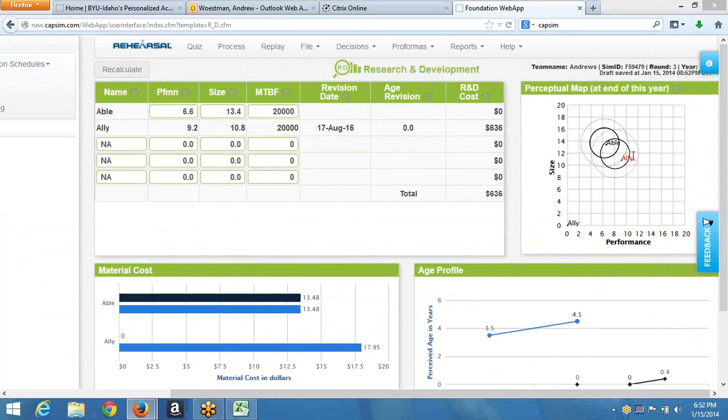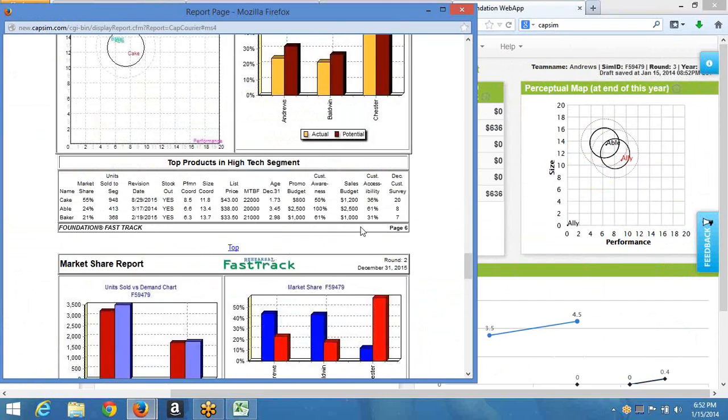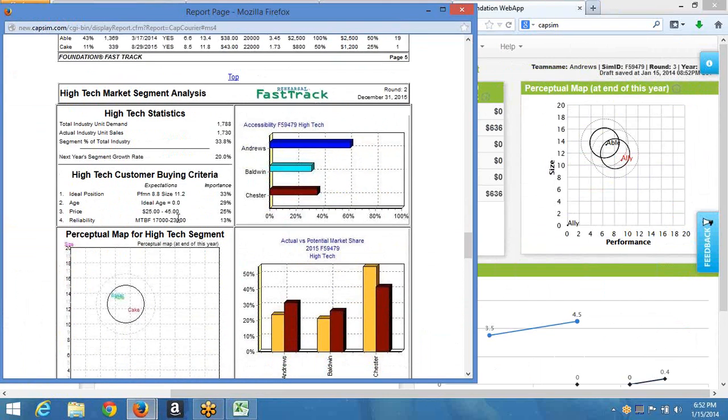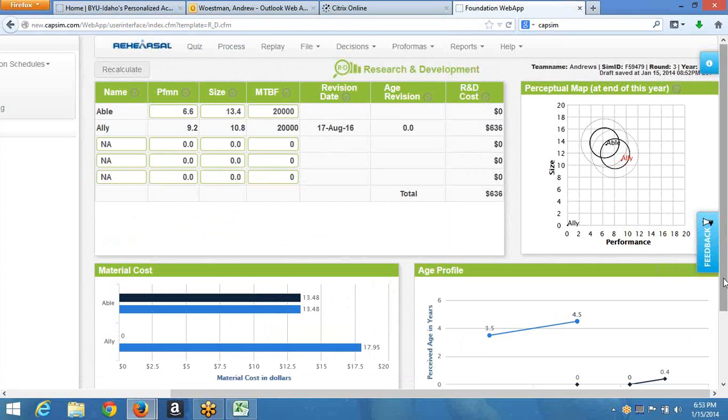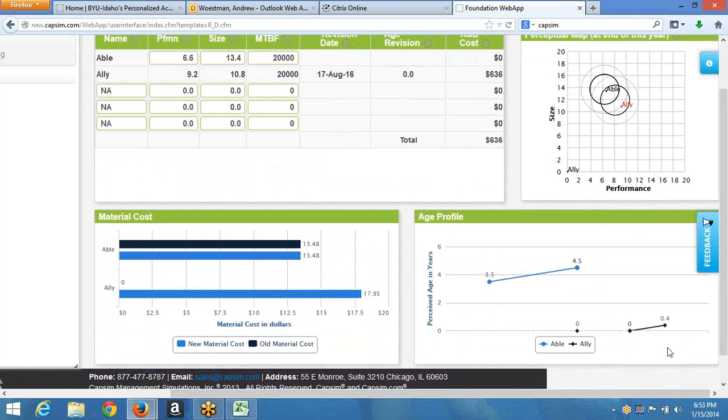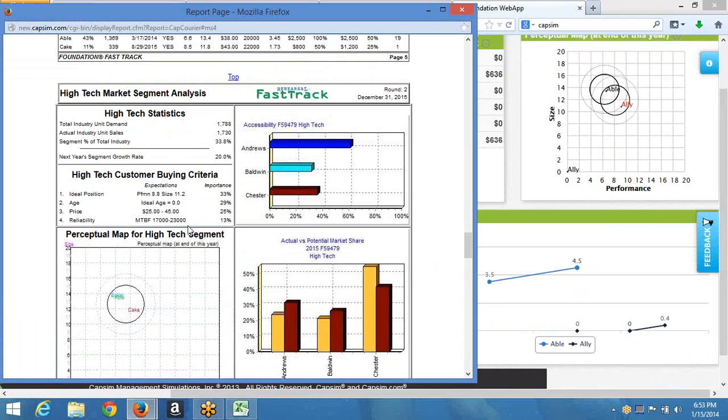I put her in the high-tech market. She's in a sweet spot, right up there at the highest you can go. So I go back to my fast track. For the high-tech market, it says the highest price I can do is $45. Well, I think she's right there at the highest you can do for performance and size, which is 33% important. Her age is 0. If you look down here, the age profile has her as 0, which is perfect. That's 29% importance, what people are looking for. Her MTBF is at 20,000, so that's right in the middle.